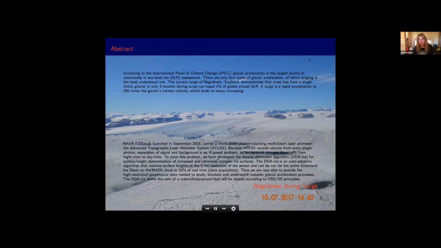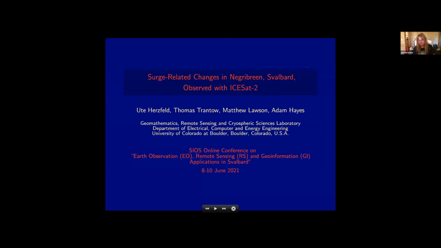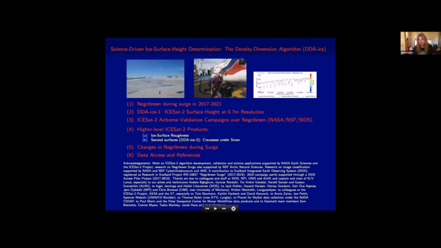I'll talk today about surge-related changes in Nikribri and Svalbard observed with ICESat-2, two components which are intrinsic to the Svalbard Remote Sensing Conference. The talk's co-authored by Tom Trano, Matt Lawson, and Adam Hayes. And I don't even need to say where we are because Sridhar did this for us. So thanks very much. This is what our group is all about. Fast-moving glaciers. This is, of course, Nikribri during the surge in 2017. Airborne field campaign and mathematical algorithms for analysis of remote sensing data.